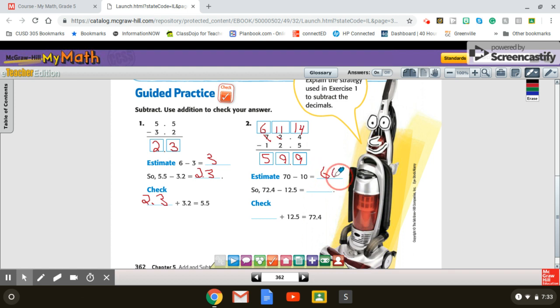We know that 59 and 9/10 is really close to 60, so we know we are correct. And you can check it by adding: 59 and 9/10 plus 12 and 5/10 would give you 72 and 4/10. Okay, and that would be correct.